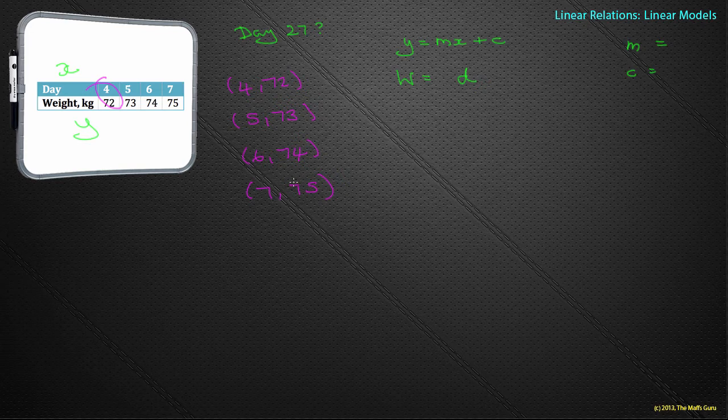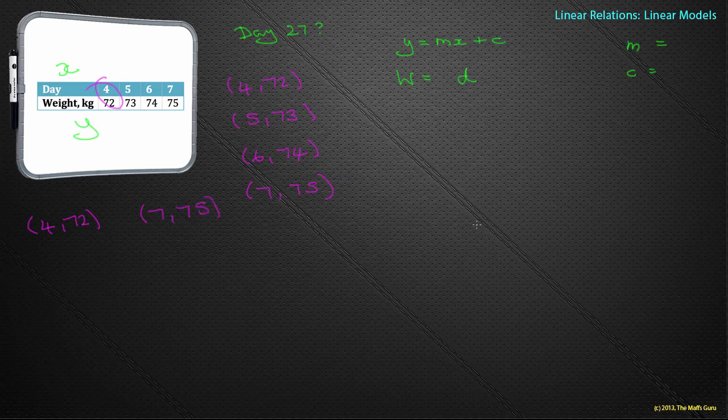Right, okay, so how does that help us? Well, I only need two coordinates. Remember, to find a gradient, you only need to use two coordinates. So let's move over here and let's choose, I don't know, the first and the last. I've got 4, 72 and I've got 7, 75.